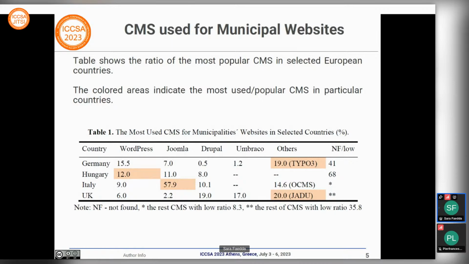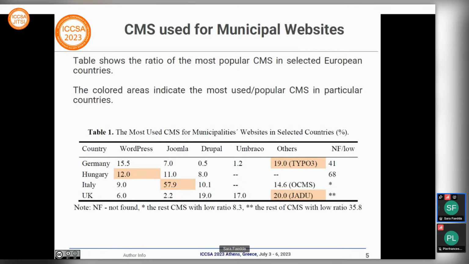I have chosen only one table. It is a table about the most used CMS in selected countries, and as I said, you can see various of them. So WordPress, Joomla, Drupal, and the others, yeah, they are used. In Germany, for example, 19% of municipalities used the CMS Typo 3, so it is a special German system.